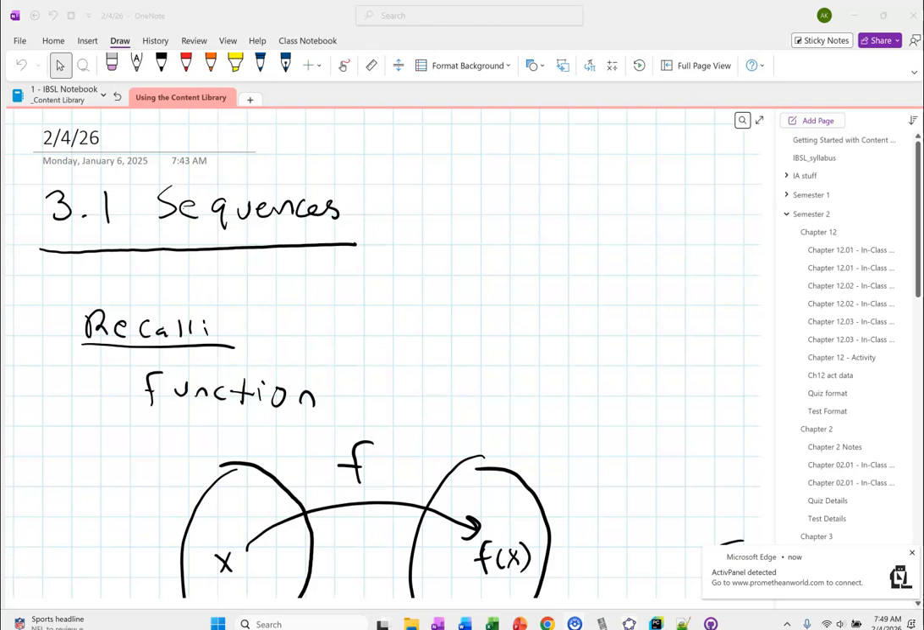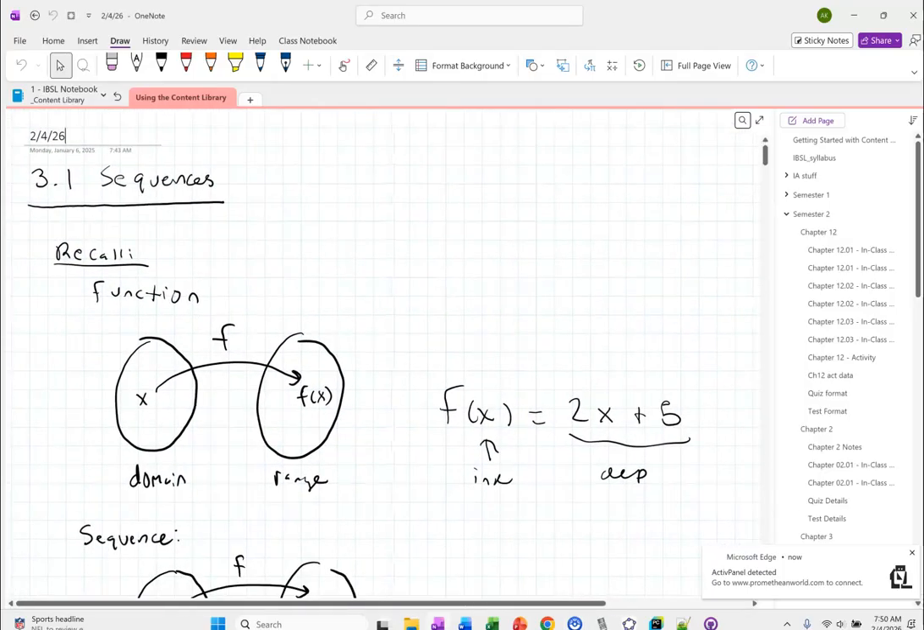Is on sequences and series. AP pre-calculus, do you guys do sequences and series in that course? Okay. Regular pre-calculus we did, because I did it with you guys. So potentially this will be a bit of a review.